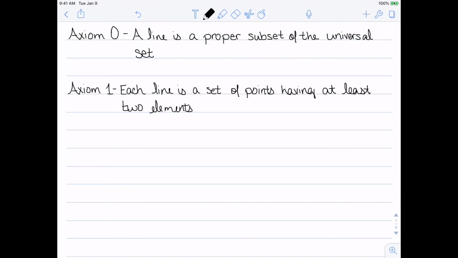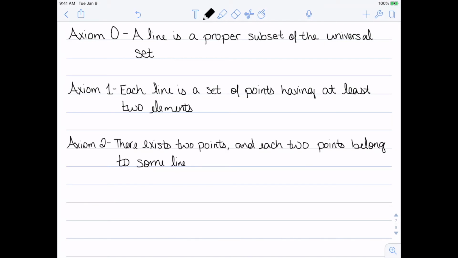Axiom 1, each line is a set of points having at least 2 elements. Essentially, that means we need at minimum 2 points to define a line. A line can't just be 1 point. And then axiom 2, there exist 2 points and each 2 points belongs to some line. So what this says is there's a minimum of 2 points. There could be more, but at least 2 points. And for every 2 points, I can draw a line between them. So there's no 2 points where there's no line between them. And this is where we're going to start. We're going to assume at this point that we know nothing but these 3 things, and we're going to look at what kind of geometries we can build. And these are called our axioms of alignment.